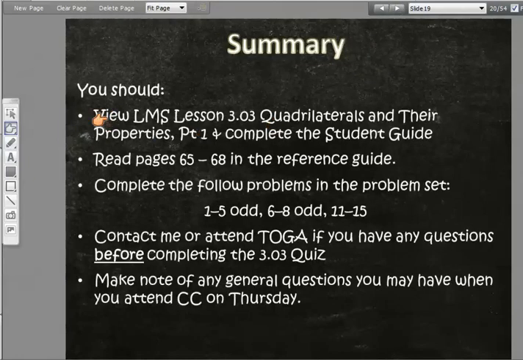You should be going through and reading the lesson in the LMS and completing the student guide. Remember, you get to use your notes on your test, and the student guide is an excellent source for notes. Be sure to read 65 through 68 in the reference guide. Here's the problems you need to complete in the problem set. And if you still have questions after you complete those, please contact me or attend TOGA tomorrow afternoon so you can get help before you take the 3.03 quiz. And that's it for this lesson, and thanks for listening.